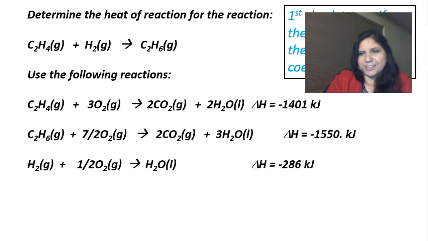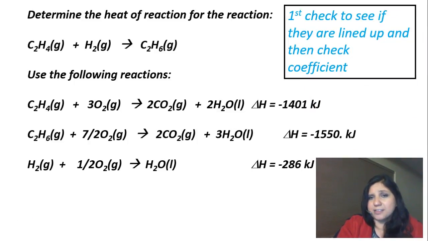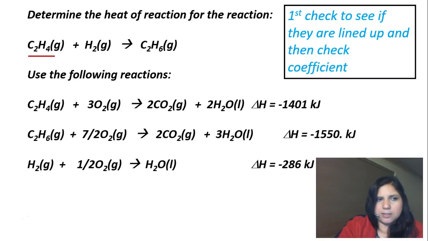Here's what I said to do. First, check to see if they are lined up, then check your coefficient. So what I mean is, if it's on the reactant side in the desired reaction, is it on the reactant side in the final reaction, or the reaction we're trying to manipulate? All right, so color code C2H4.